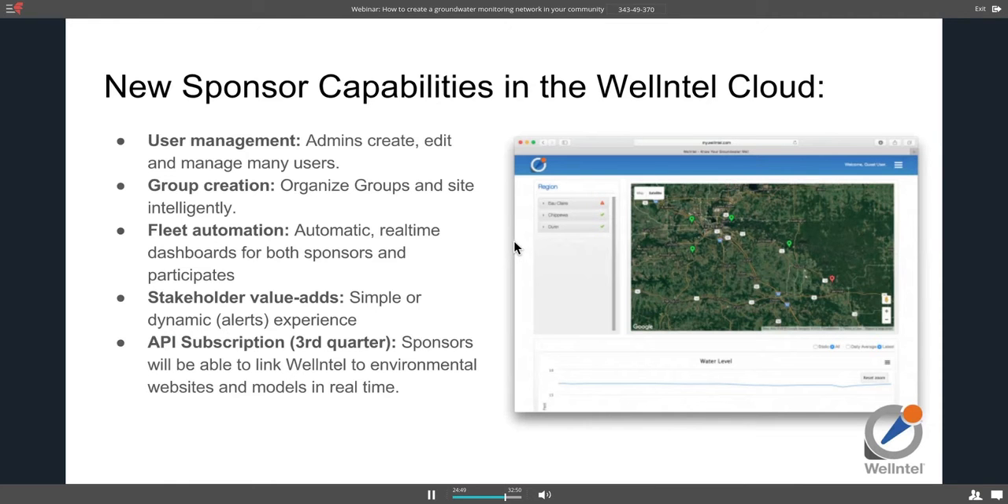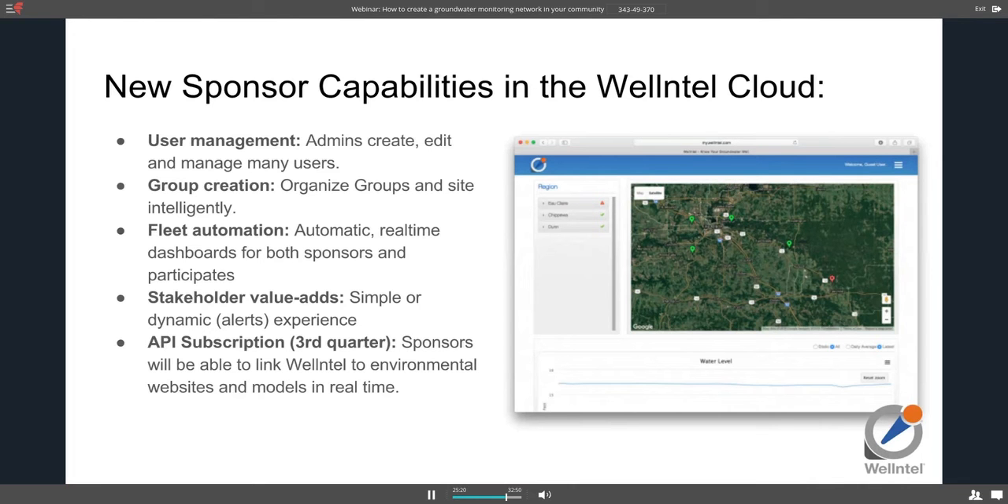Sponsor capabilities delivered by Wellntel also include fleet automation. For example, all of the data is automatically delivered to this dashboard. So it's a real-time system, meaning there's no batch of pushing information from instruments after gathering this in the field. It's pushed to the web right away, and both the sponsors and the participants are accessing it essentially seconds after readings are taken.